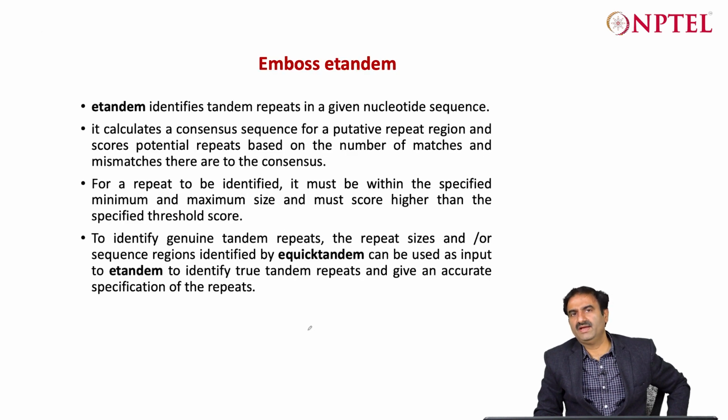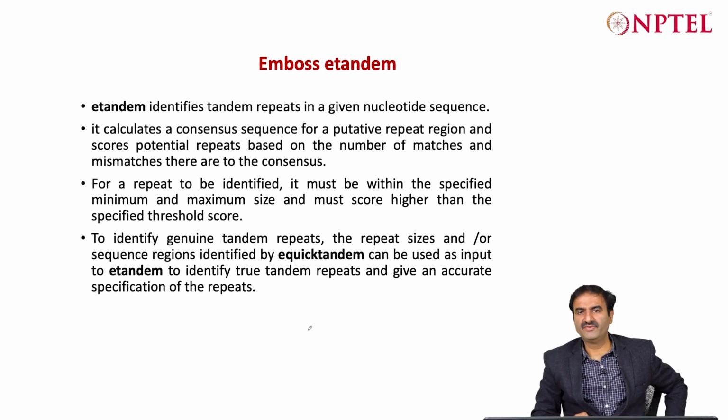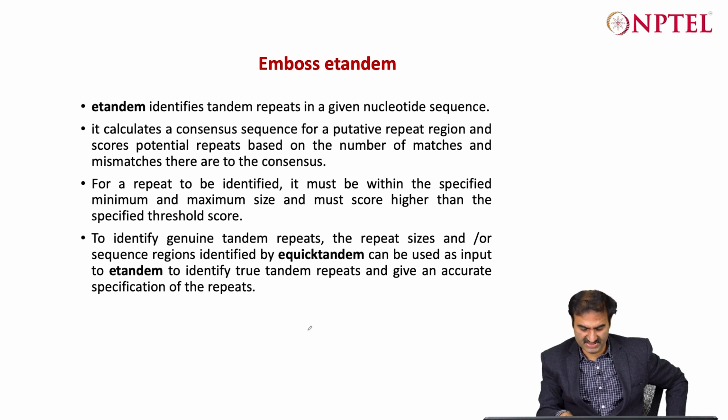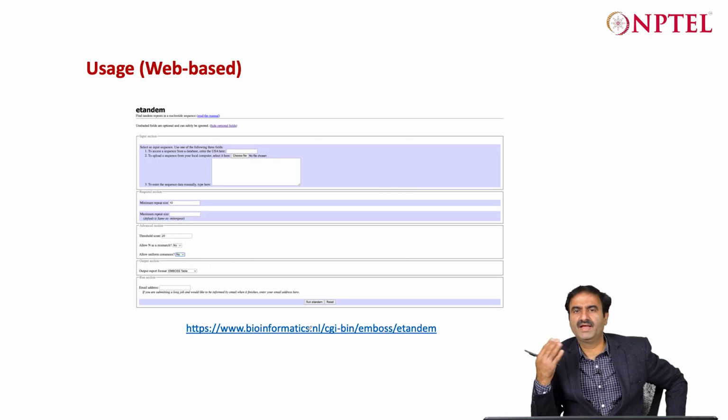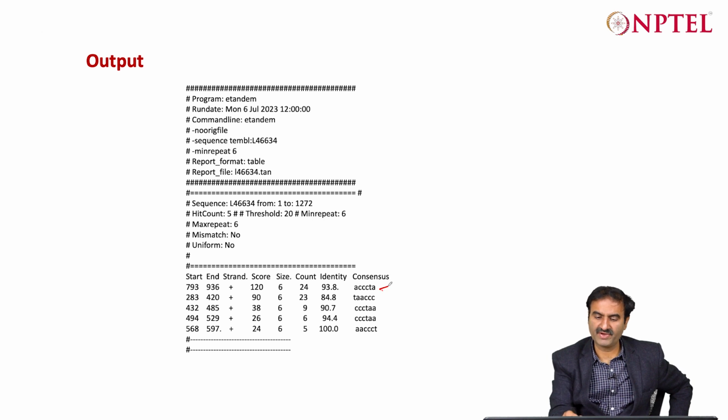Similarly, in addition to eQuick Tandem, we also have eTandem, which tells you exact tandem repeats in that sequence. So it tells the type of repeating unit and its number of repetitions in the genome. Again, you can use it web-based or install locally. It will tell you what repeat it has found and what the identity of the repeat is with respect to the reference repeat.